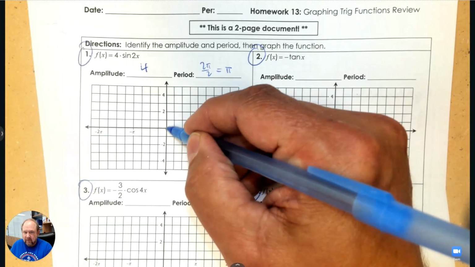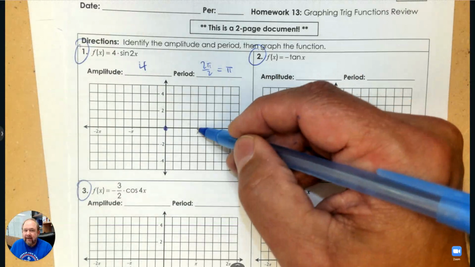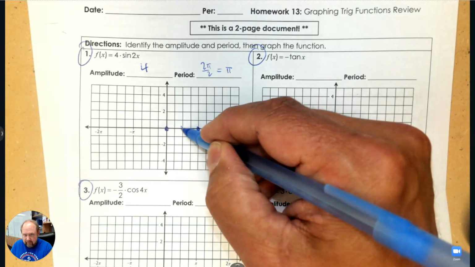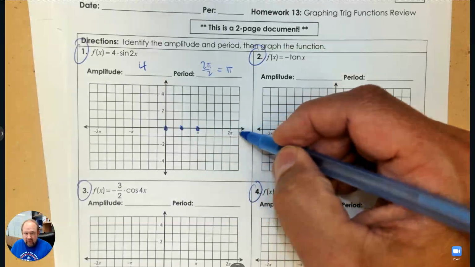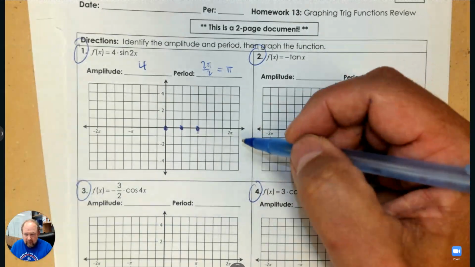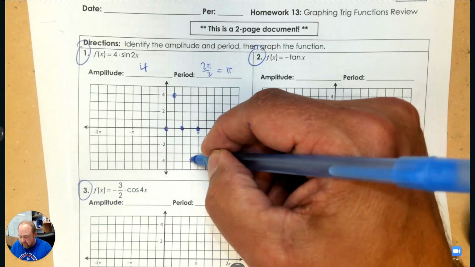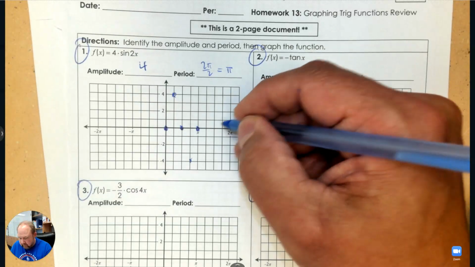Sine starts in the middle, and then at pi, which is the end of the period, and then in the middle of that would be a third one. Now, if you want to change the scale, you could, and it would just look a little bit longer. In the middle, it's going to go up to +4 and then down to -4, and then you have your pattern going across.